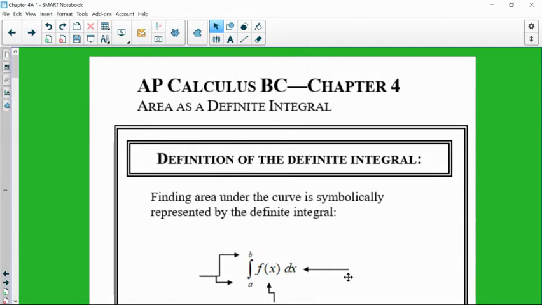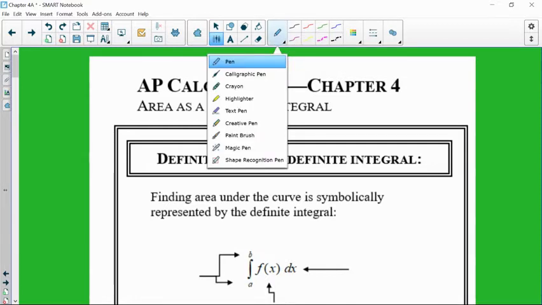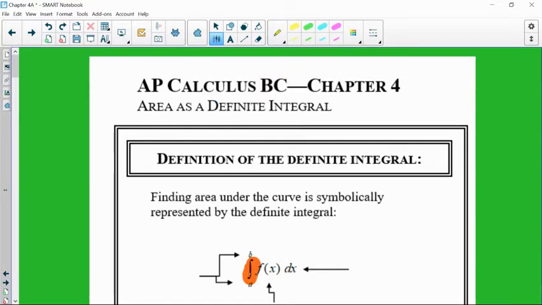So when you see this symbol right here, that's the definite integral symbol. Well, I should say it's an integral symbol. What makes it definite is the fact that there are boundaries, a and b. And those boundaries mean you have a definite starting point and a definite ending point. And so the idea here is to find the area under the curve symbolically is represented by this symbol. So when you see that symbol, it's going to tell you find area.